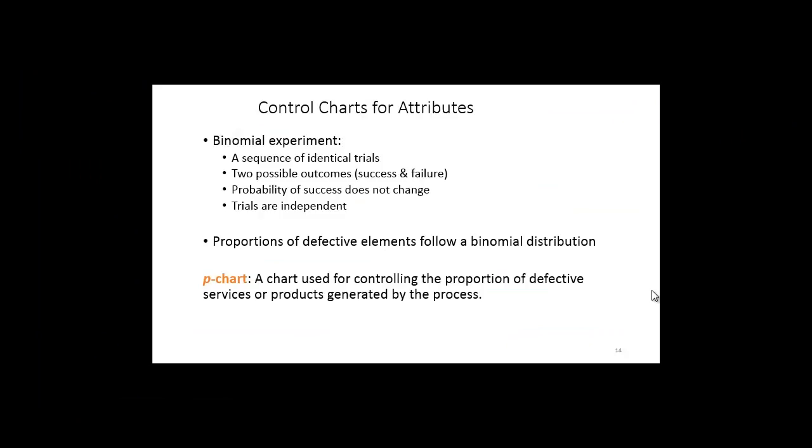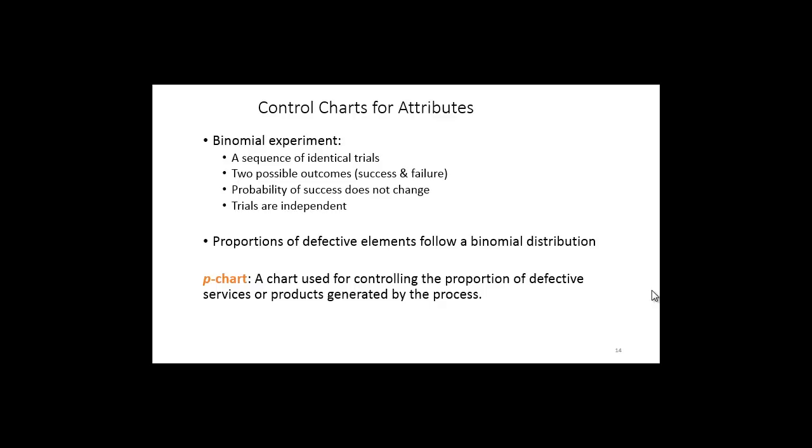I will introduce two types of control charts for attributes. First is the P-chart, based on a binomial experiment. The binomial experiment is a sequence of identical trials. Each trial has two possible outcomes, call them success and failure, and the probability of success does not change from trial to trial. Those trials are independent. This is a good fit to a large sample we take and then check the units within that sample, whether they are conforming to the standard or not. If they're not, they're defective. A useful number we can get here is the proportion of defective elements, and those proportions follow a binomial distribution.